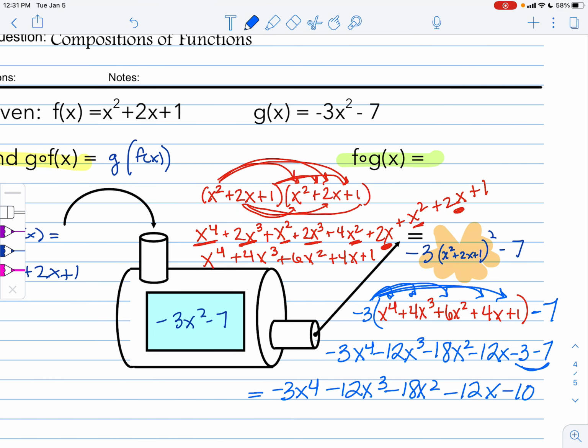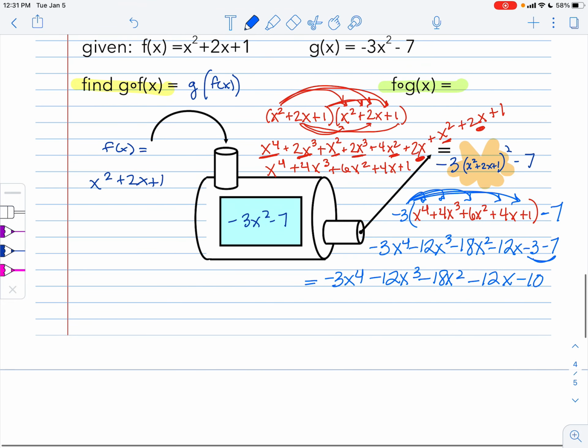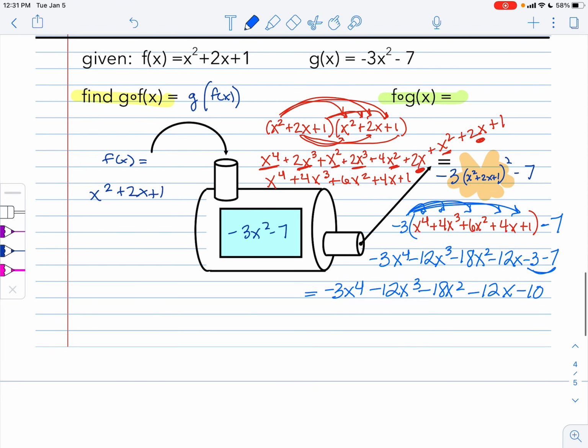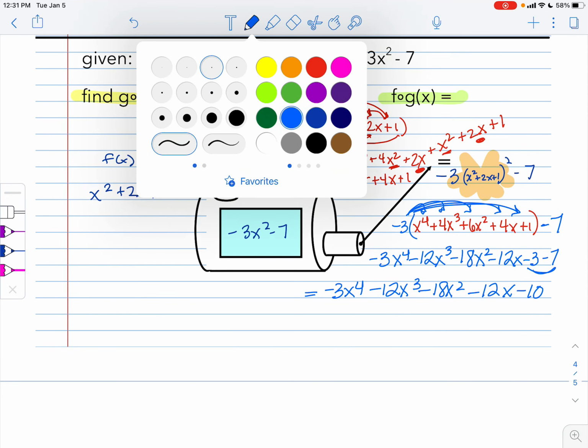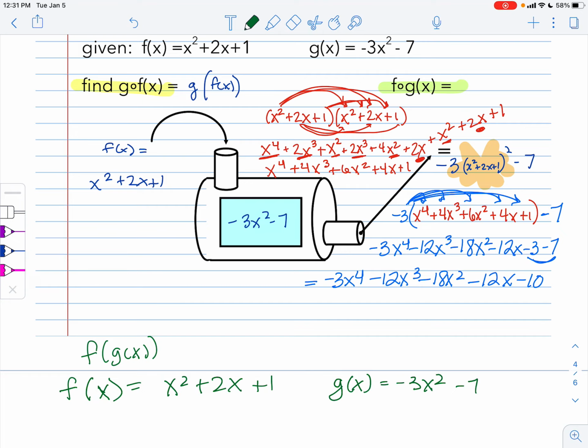Okay, so I've got the yellow function machine done. I need to do this one more time, so I don't have another function machine going here, but I'm going to show my work down here. In green, this was my green one. I'll change color to green. I need to find f of g of x. So I'm going to write my things down for me again. F of x was x squared plus 2x plus 1, and g of x is negative 3x squared minus 7.